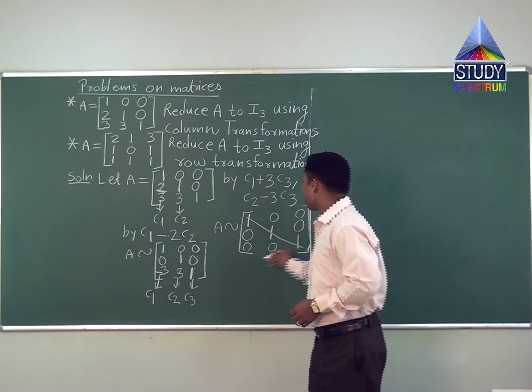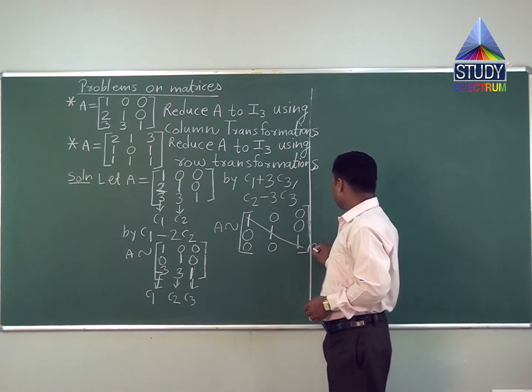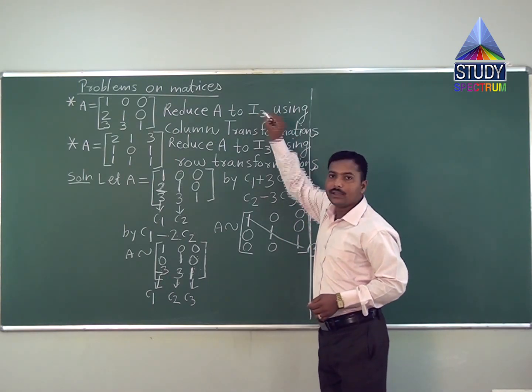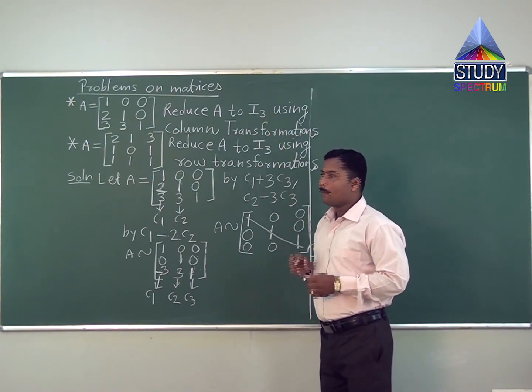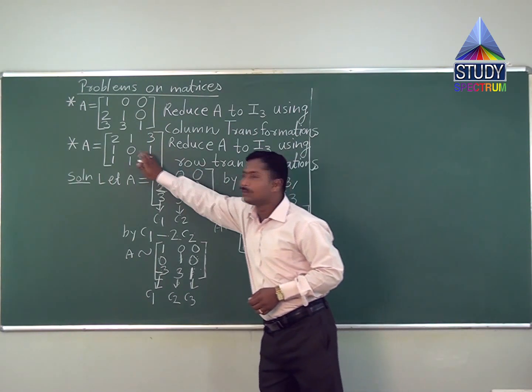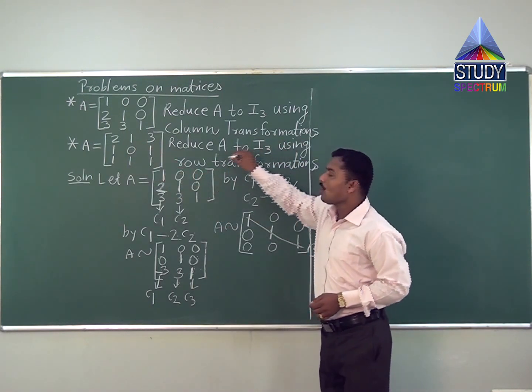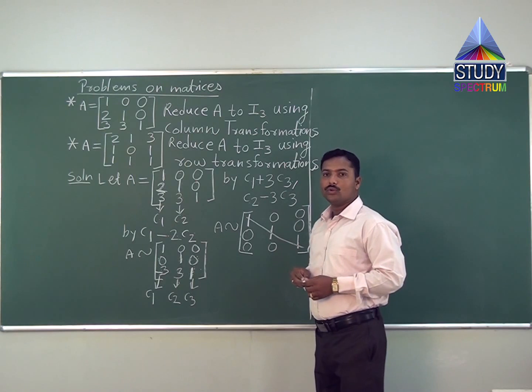We make this A an I3. This is a 3 by 3 identity matrix. In the same manner, we reduce this second matrix to an identity matrix using row transformation.